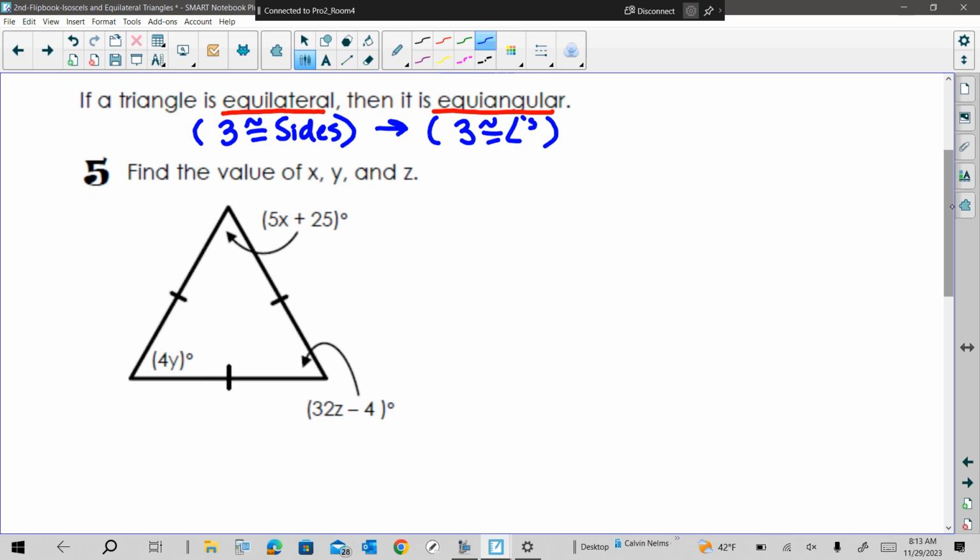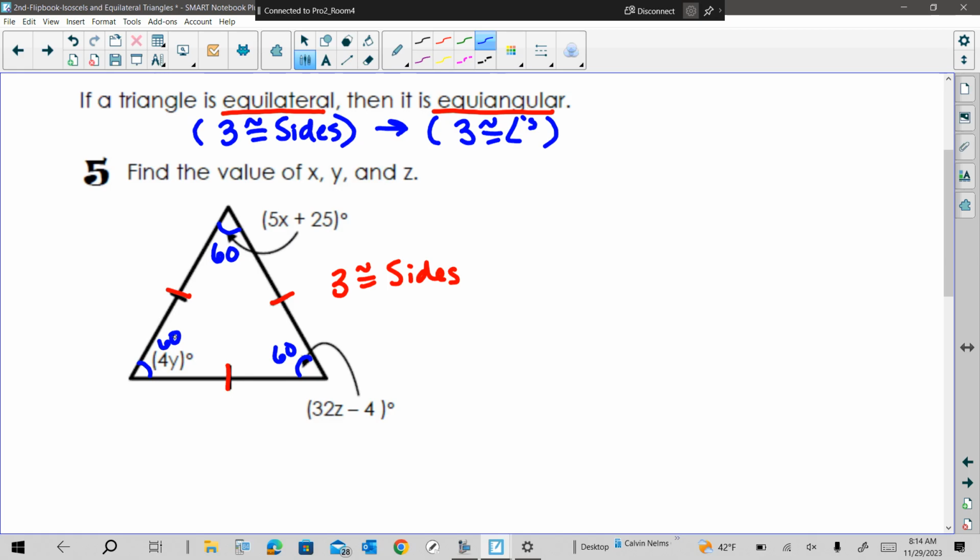So on number 5, they want us to find the value of each variable given the fact that we have 3 tick marks, which proves that we have 3 congruent sides. So if I give you the sides, you're going to fill in the angles because the angles are congruent as well. So each angle here, if they're all congruent, is 60 degrees. Yes, 60, 60, and 60. So you have to know if the triangle is equilateral, then it's also equiangular. And if it's equiangular, each angle is 60 degrees.